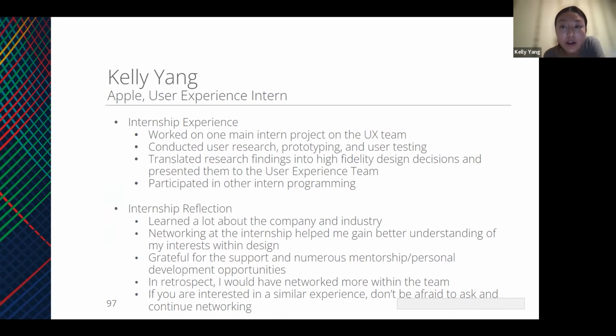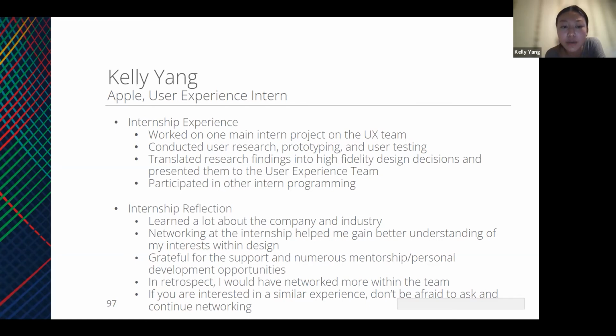And just reflecting on my internship, I learned a lot about the company and industry. It was my first time working at a big tech company, and it was super interesting and really fun. Also, I did a lot of networking at the internship, which was really helpful in learning more about my interests within design, because a lot of people had roles that I didn't know about, and it was always really nice talking to them and hearing about their career paths.